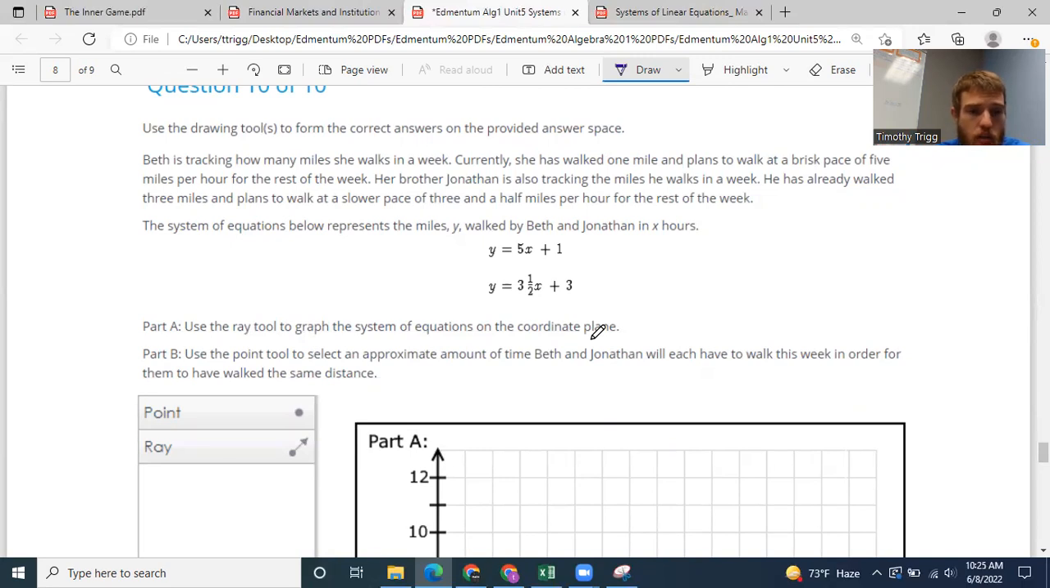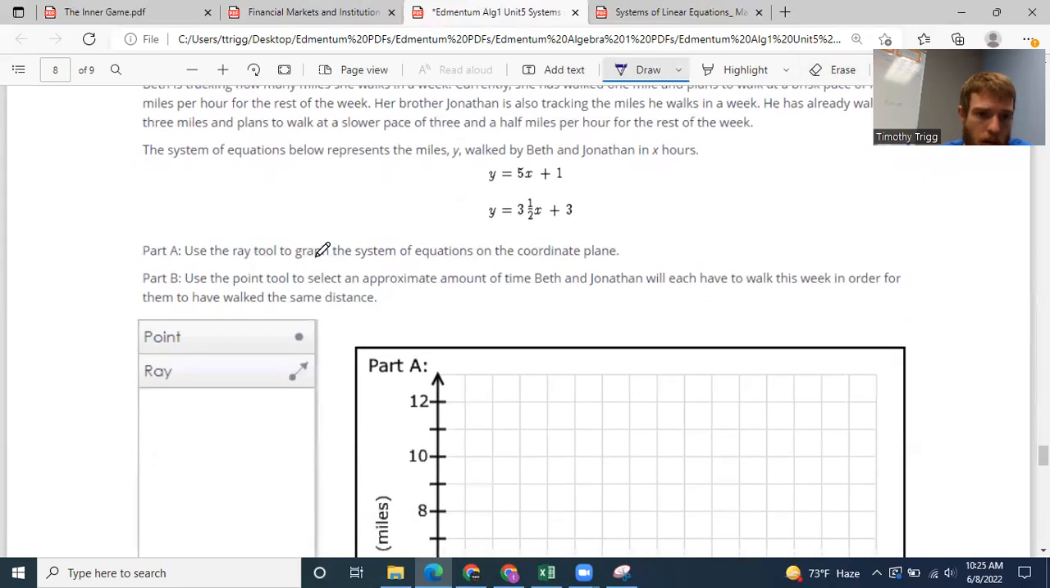The system of equations below represents the miles, y, walked by Beth and Jonathan in x hours. Okay, so the first equation represents Beth, because she's already walked 1 mile and she plans on walking 5 miles per hour for the rest of the week. The second equation is the equation for Jonathan. He's already walked 3 miles and he plans to walk 3.5 miles per hour for the rest of the week. Use the ray tool and graph the system of equations on the coordinate plane.